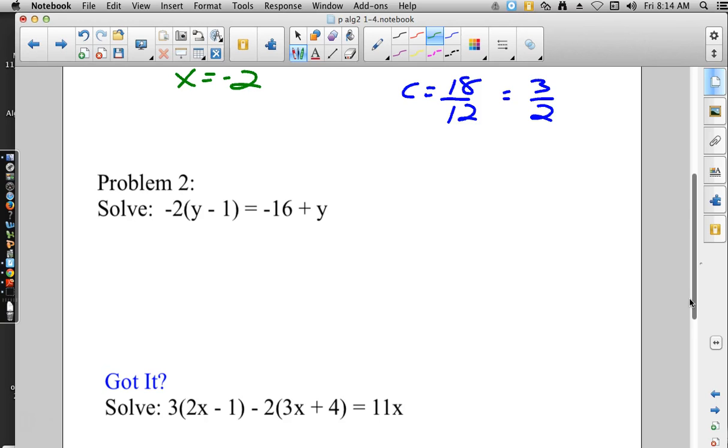What does your instinct tell you need to do with this first? Distribute? Sounds like a good plan. Be careful. Remember that you have to take a negative 2 times everything in the parentheses. So negative 2 times y will give you negative 2y, but negative 2 times negative 1 will give you plus 2. Again, most common mistake made in mathematics.